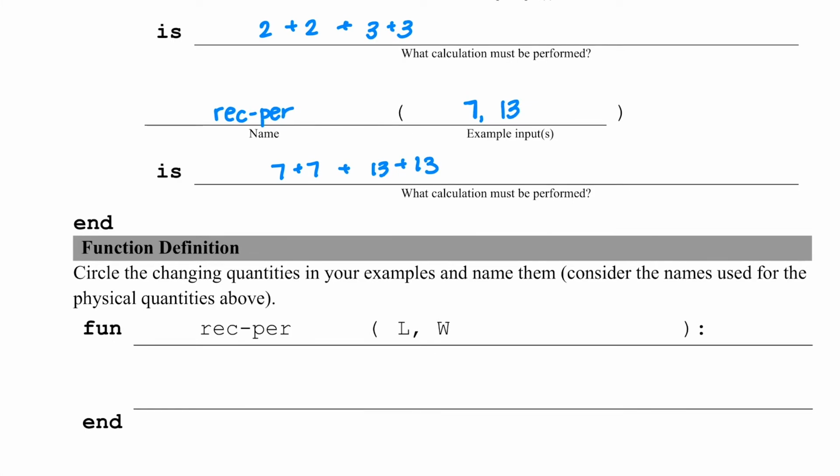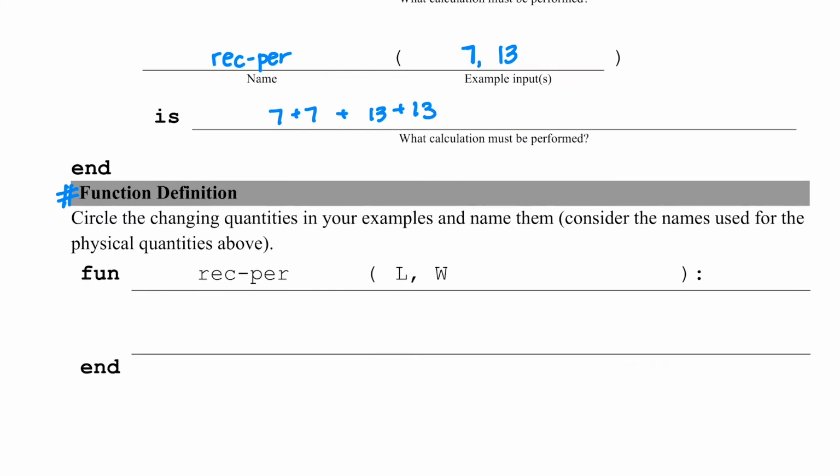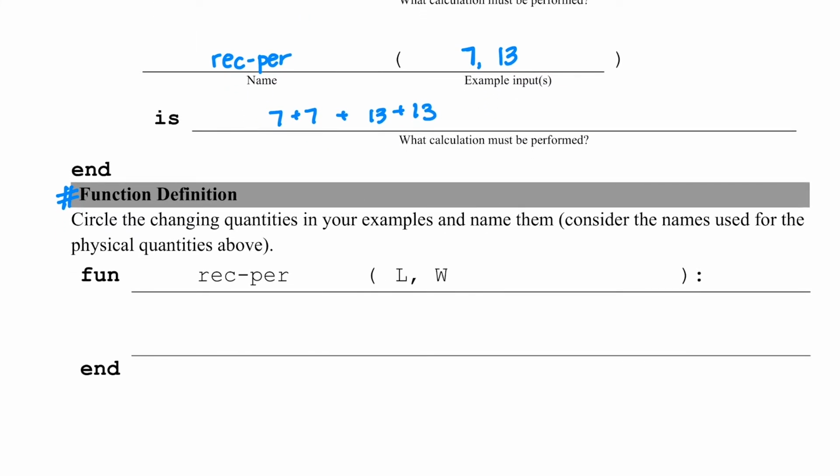All right, so now our last section, the function definition. So we have rec-per, length, or a big L, comma, width. And since we already have a big L here, we are going to use a capitalized L when we write out our equations, and a capitalized W. All right, so stick around and we are going to go ahead and do the typing into Pirate section.